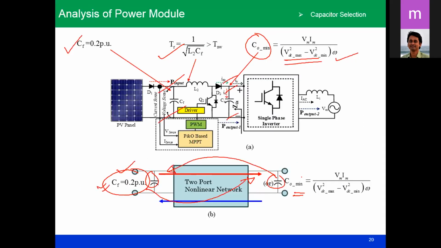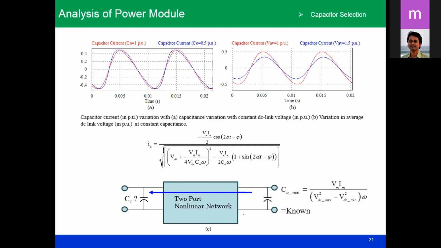So 0.2 is okay for the photovoltaics, but when you convert it to the output side, there will definitely be a 100 hertz ripple. So the procedure is to go back: the capacitor value you are getting, you try to reflect it to the primary side using the two-port network conversion theorem. And if you do that, so basically this is the thing.